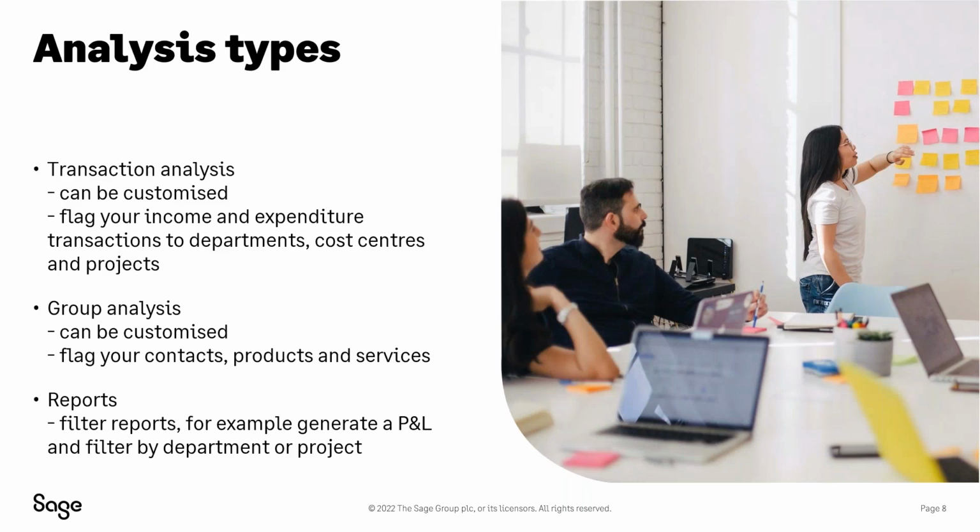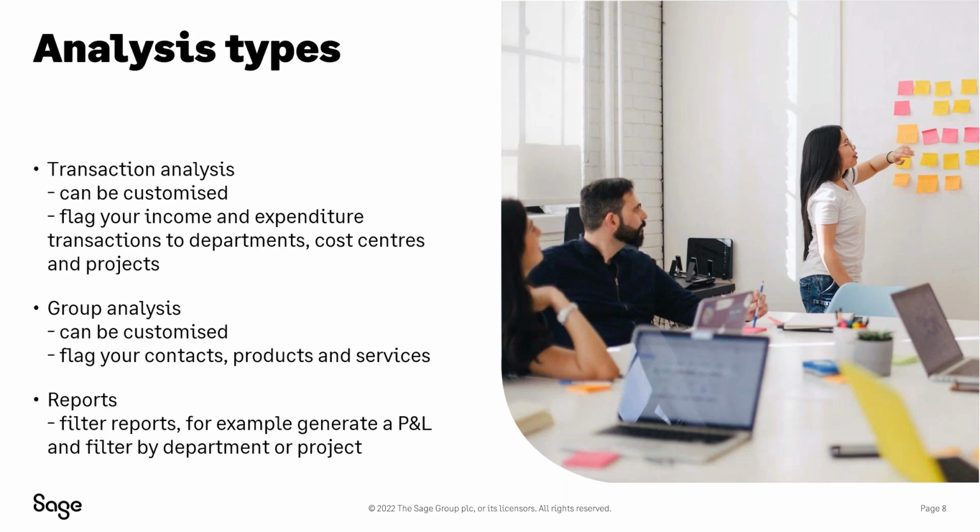Now, analysis types is split into two key areas. You've got transaction analysis and you've got group analysis. Both analysis areas can be customized to suit your needs. Sometimes this can be a discussion in its own right with our support team: what should I use it for? Can I use it for this? Can I use it for that? Really, you can use it for whatever you want. So transaction analysis is used for flagging your transactions, as it would suggest. So you might want to flag your income and expenditure against things like departments, cost centers, projects.